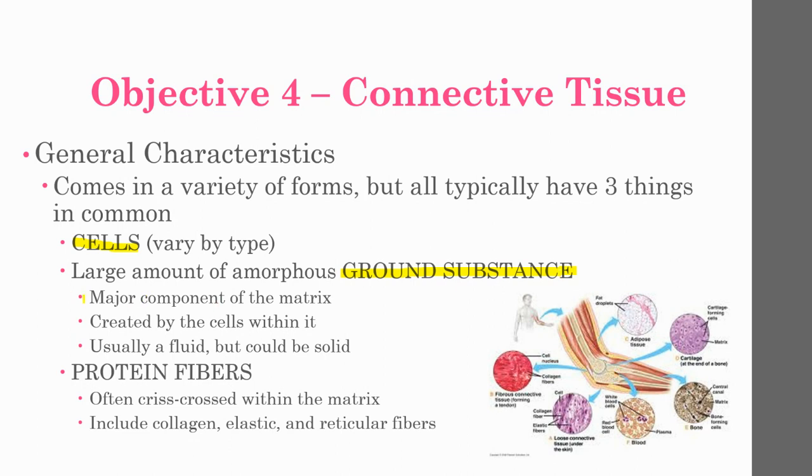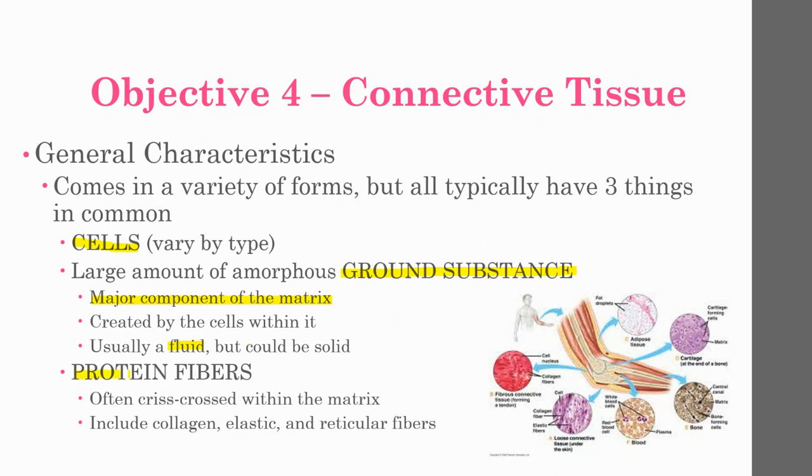This is going to be the major component of that extracellular matrix, is that ground substance. And it's described as amorphous, which just means it kind of has an irregular shape. It's not going to be something that is very uniform. And the cells themselves are what are creating this ground substance, which in most cases is a fluid, but in the case of some tissues like bone, it's going to be a solid structure.